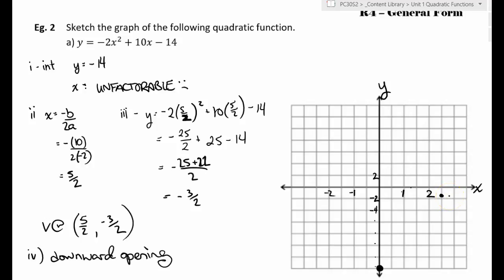From here, I actually don't have any x-intercepts. I can see that now. My vertex is below my x-axis, and I'm opening downward. So that's what my parabola is going to look like. And so it kind of makes sense that I don't have any x-intercepts. So everything kind of all comes together.